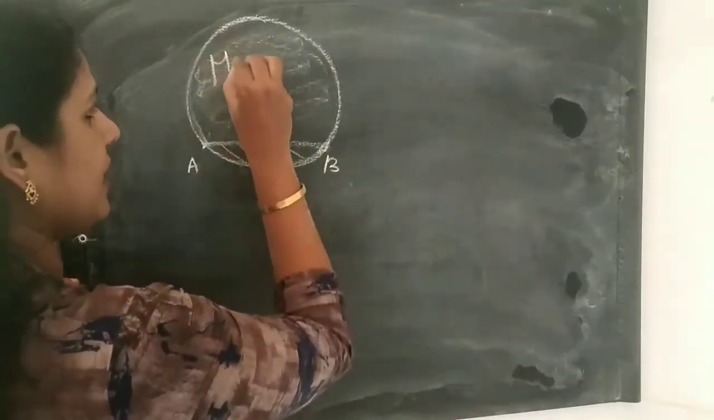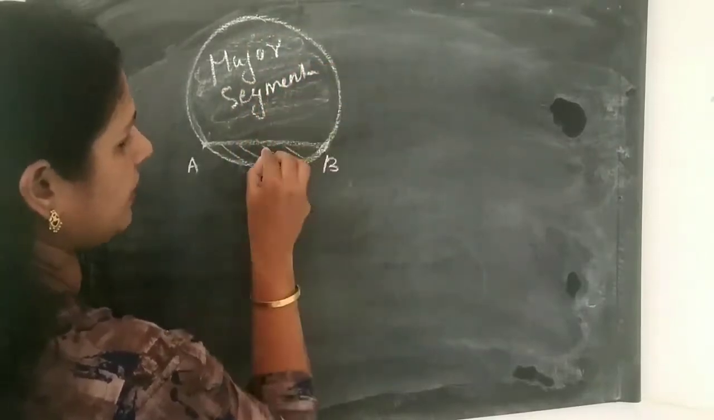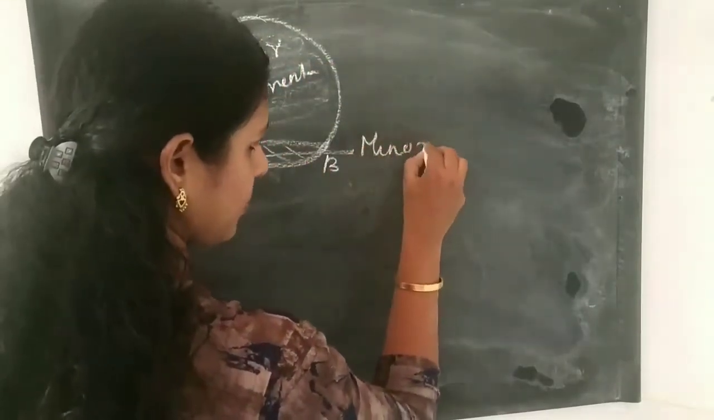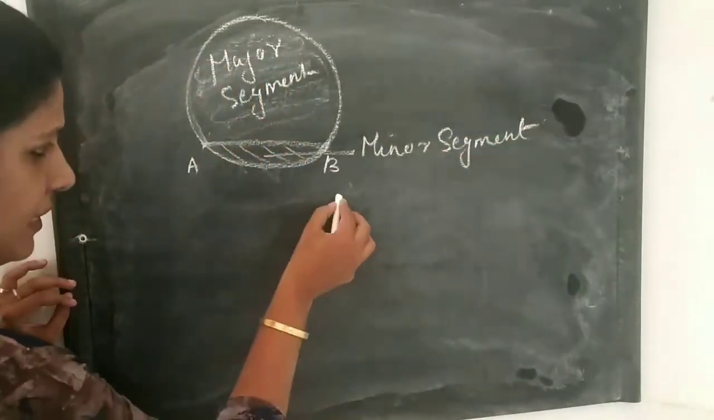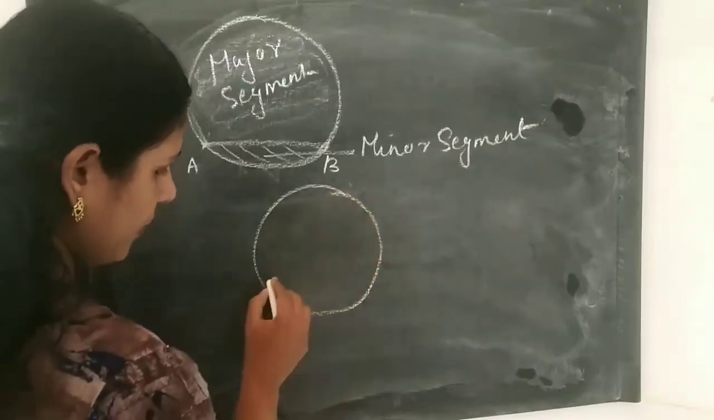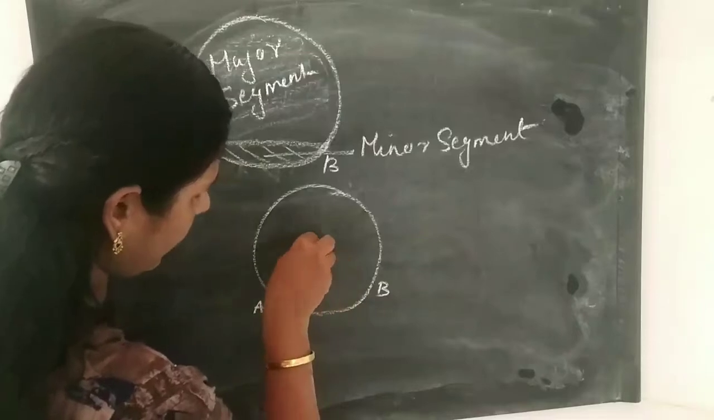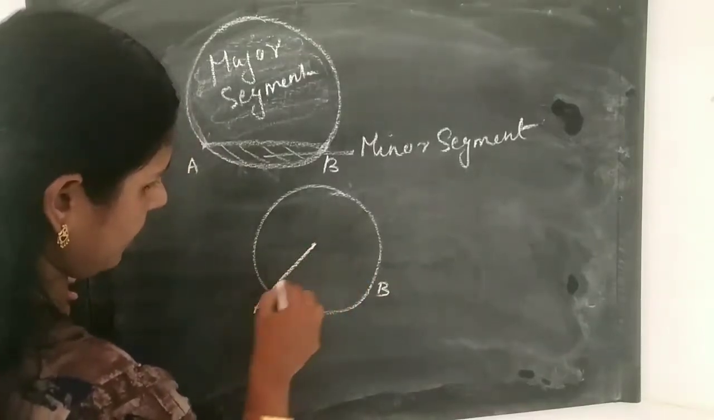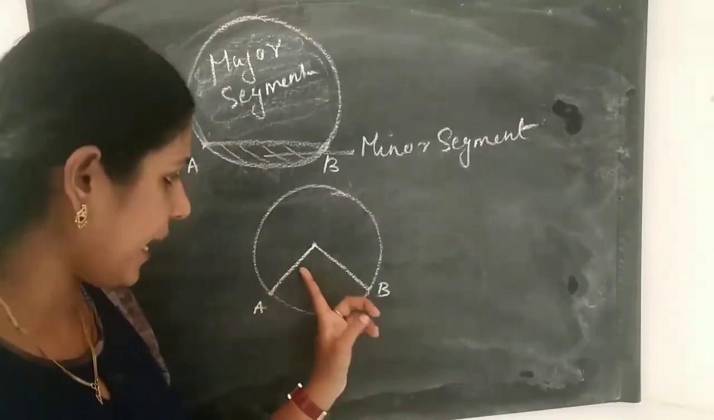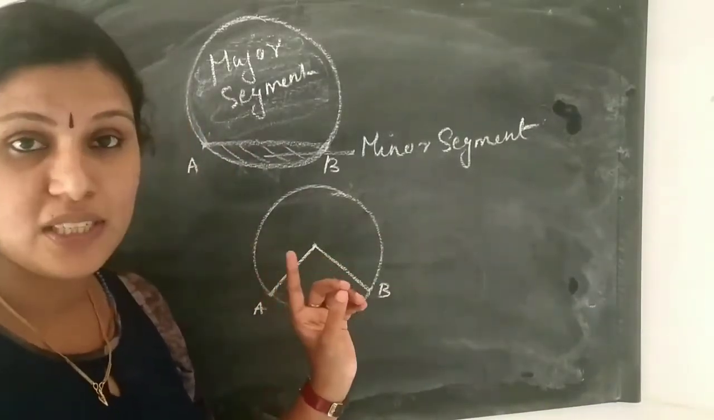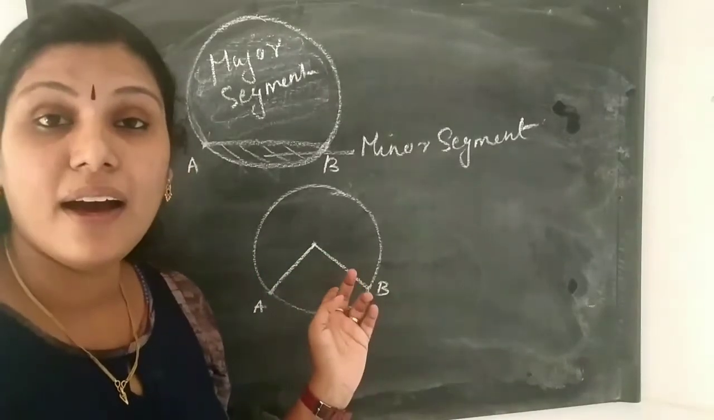So we name this the major segment and this the minor segment. Like this, we take 2 points and join these points to the center. That is 2 radii. When 2 radii join these points, we get 2 portions. This portion is known as a sector.